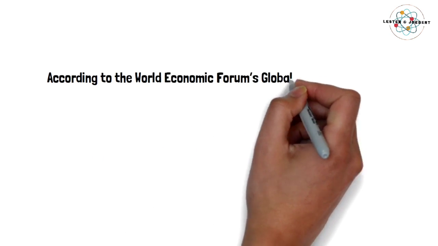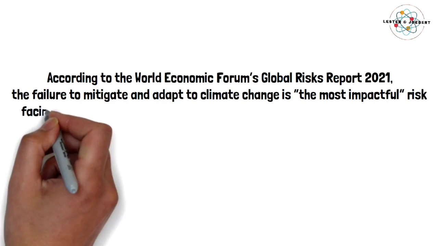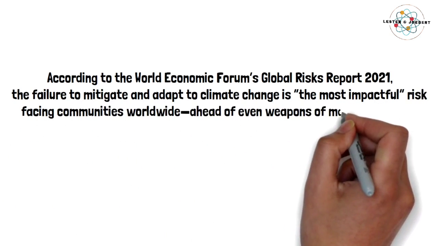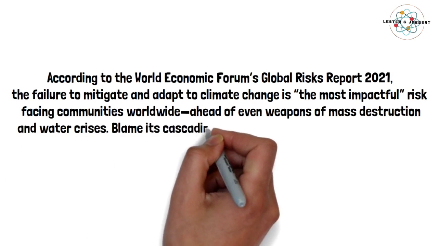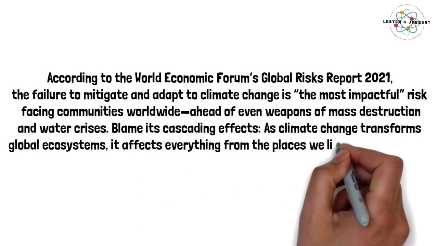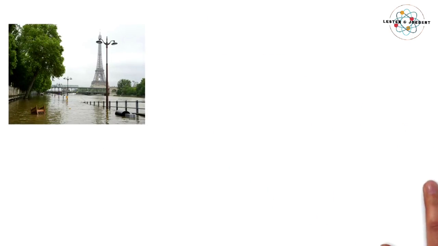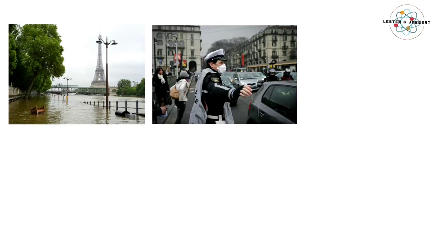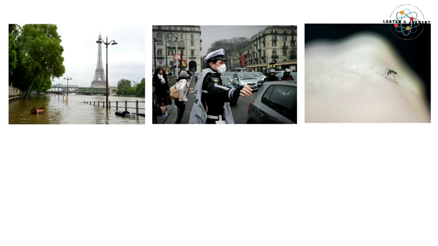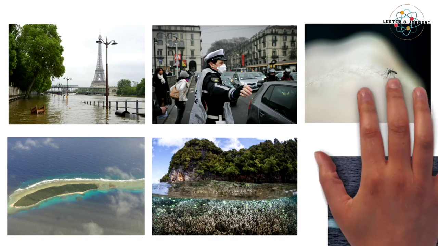According to the World Economic Forum's Global Risks Report 2021, the failure to mitigate and adapt to climate change is the most impactful risk facing communities worldwide, ahead of even weapons of mass destruction and water crisis. Blame its cascading effects. As climate change transforms global ecosystems, it affects everything from the places we live to the water we drink to the air that we breathe. Other debilitating effects of climate change in the long run include extreme weather, dirty air, health risks, rising seas, warmer, more acidic oceans, and imperiled ecosystems.